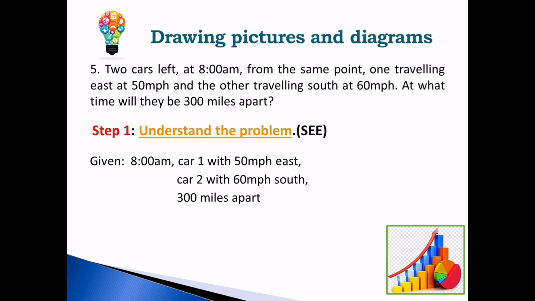And in a certain time, they will be 300 miles apart. In short, what is required is the time when they will be 300 miles apart. So in this case, we are trying to solve for the certain time at which these two cars will be 300 miles apart, having a speed of 50 miles per hour going east and 60 miles per hour going south.